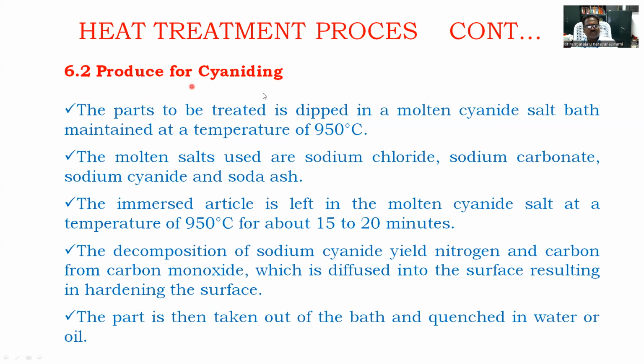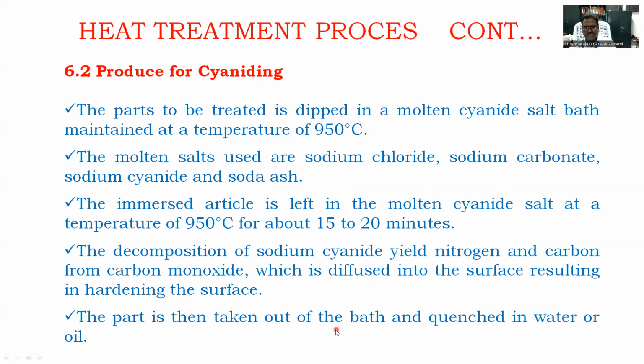The purposes are to increase surface hardness, increase wear resistance, and give a clean, bright, and pleasing appearance to the hardened surface. Procedure for cyaniding: the parts to be treated are dipped in a molten cyanide salt bath maintained at a temperature of 950 degrees centigrade. The molten salts used are sodium chloride, sodium carbonate, sodium cyanide, and soda ash. The immersed article is left in the molten cyanide salt at 950 degrees centigrade for about 15 to 20 minutes. The decomposition of sodium cyanide yields nitrogen and carbon from the carbon monoxide, which is diffused into the surface, resulting in hardening of the surface.